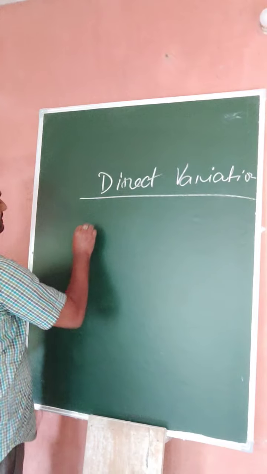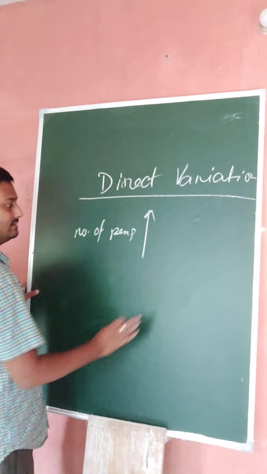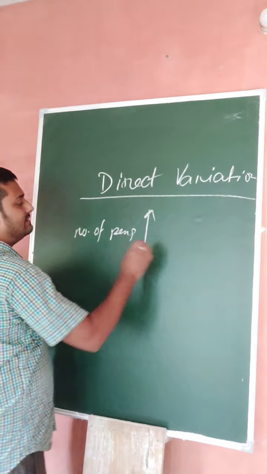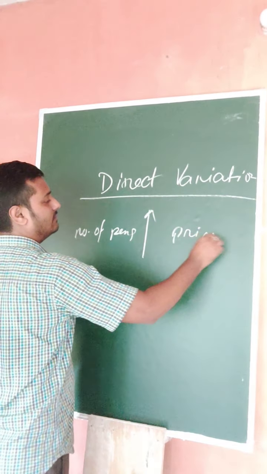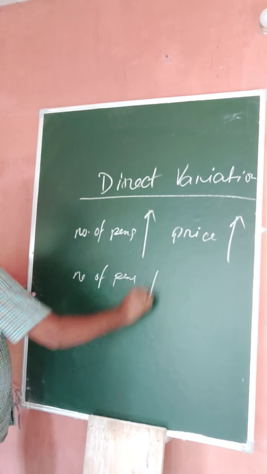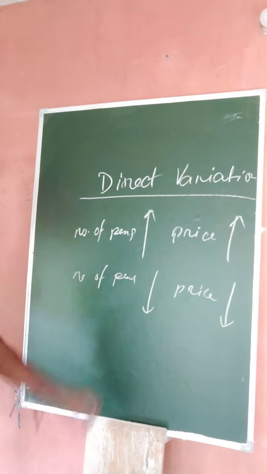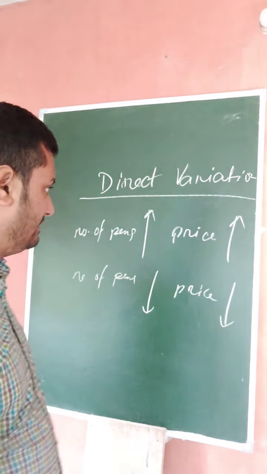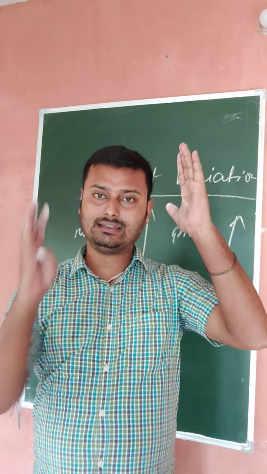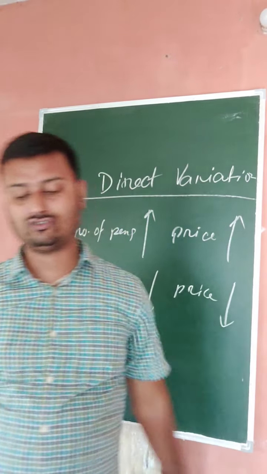That means suppose the number of pens increases, this symbol is used for the increasing way. Number of pens increases, then price also increases. Again, suppose the number of pens decreases, then price also decreases. So this type of variation is known as direct variation. That means it varies directly. When one is increasing, the other part is also increasing, and when one is decreasing, the other part is also decreasing. That type of variation is known as direct variation.